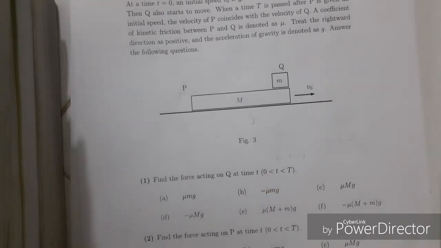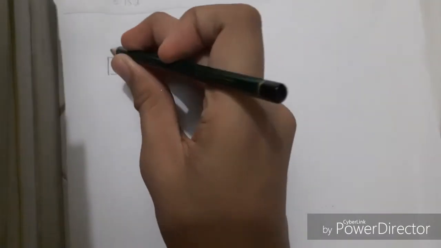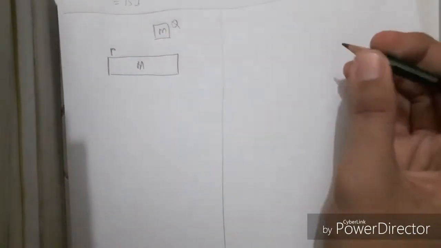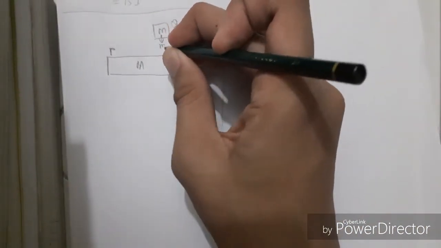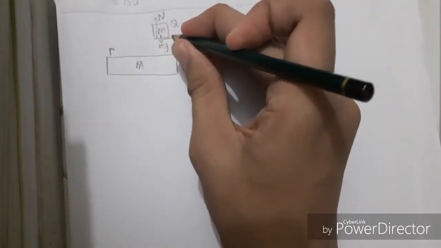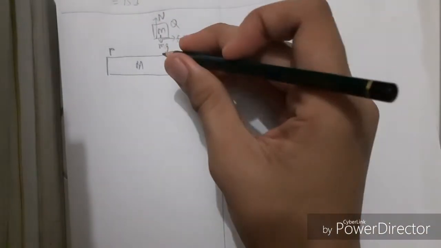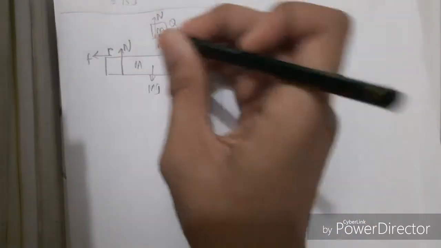So let's draw the free body diagram. So there are block Q and block P. And the free body diagram that we want to draw is mg, then there are normal and friction force. For P, there are friction force here, mg and N.